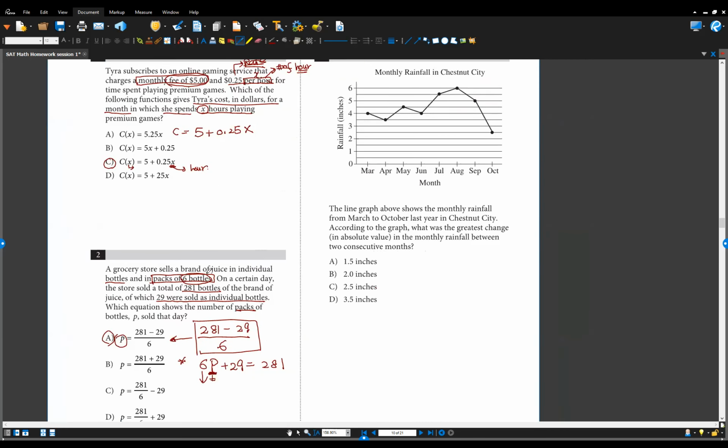All right, so what was the greatest change? Absolute value, whether increasing or decreasing, doesn't matter. Absolute means always make it positive. The greatest change in months, which line is steepest? This line is much steeper, right? So what was the greatest change? Check it out, over here to here. This is 2.5 inches, up here 5 inches. So the greatest change, how much? 5 minus 2.5 will be 2.5 inches.